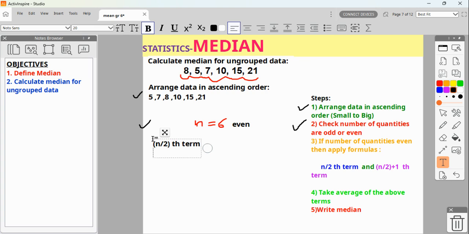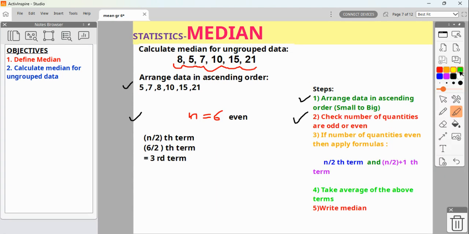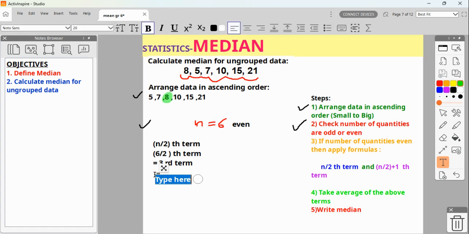N by 2: we have counted n is 6. Total quantities are 6, so 6 by 2th term. 6 by 2 means 6 divided by 2, which is 3. It means the third term. So we will check what the third term in our data is. The third term is 8. So I am writing here, the third term is 8. The third term in our data is 8.